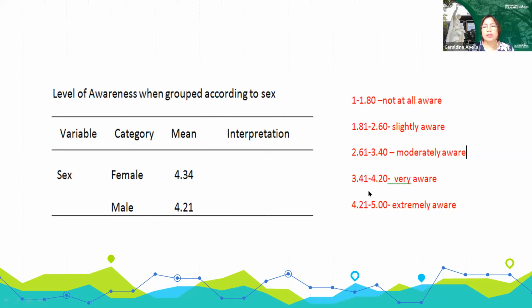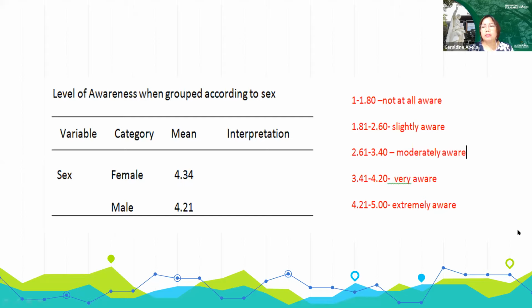So how do you prepare this? You prepare this by getting the difference of the highest response, which is 5, minus the lowest response, which is 1. 5 minus 1 is 4, and divide it by the number of levels. So 1, 2, 3, 4, 5. So 4 divided by 5 is 0.8. So you prepare it: 1 plus 0.8, that would be the first, then 1.81, then plus 0.8, so 2.61, 3.41, and 4.21. So as a researcher, you work with the statistician and prepare the table of interpretation for the mean, such as this. The mean is 4.34.